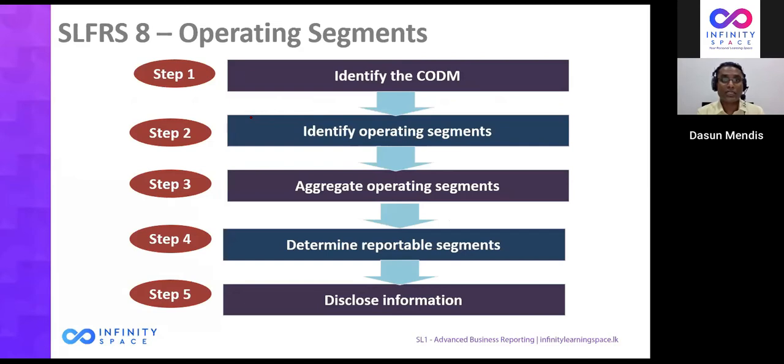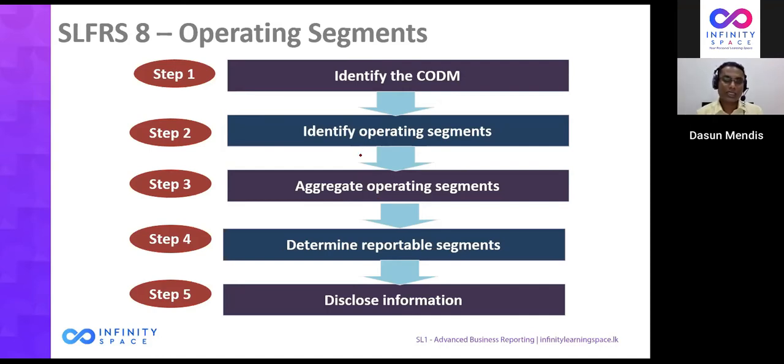First of all, you need to identify the CODM, the Chief Operating Decision Maker. He is the body or person who makes the decision about the performance of the segments, as well as the one who decides the resource allocation to each segment. Maybe your group CEO, or maybe the entire board of directors, can be considered the CODM, whichever body or person makes the performance assessment and resource allocation decisions. Then the second step is to identify the operating segments.